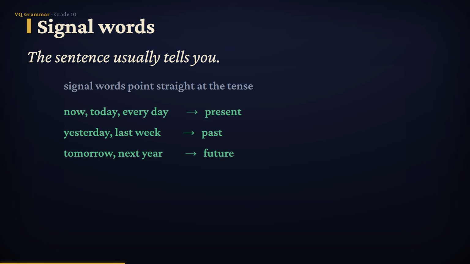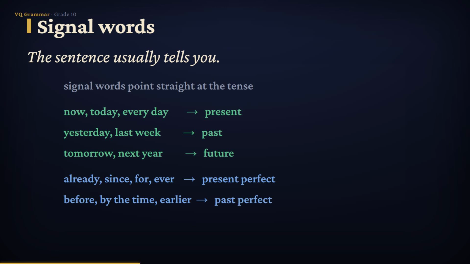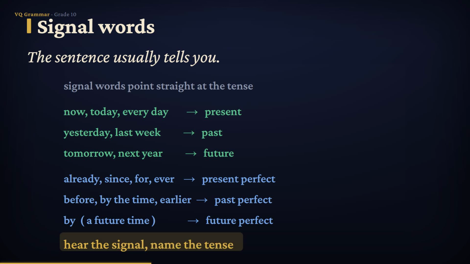The perfect tenses have their own signals. Already, since, for, ever. Those pull you toward the present perfect because they stretch a past action up to the present. Before, by the time, earlier, those call for the past perfect because they set one past event ahead of another. And by, followed by a future time, is the fingerprint of the future perfect. So train your ear, hear the signal, name the tense.